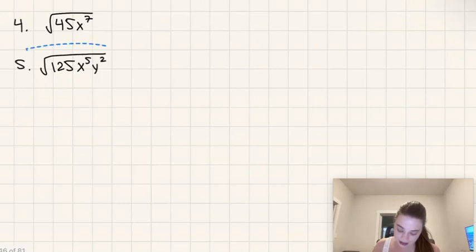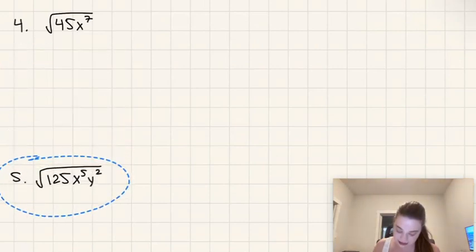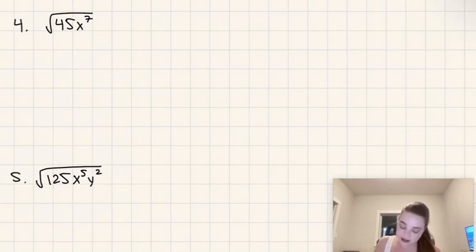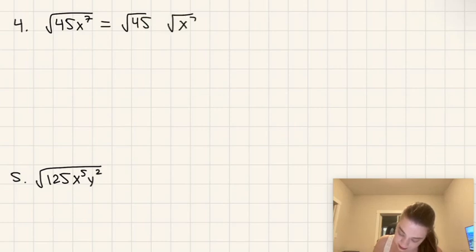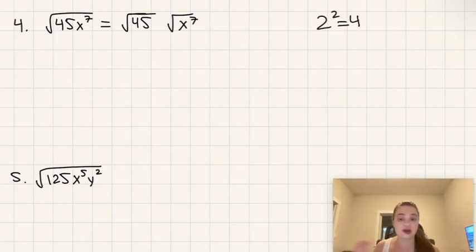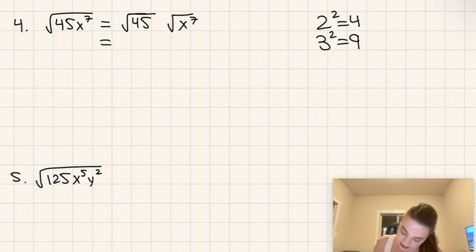45 x to the power of 7. So for this one, first thing I'm going to do is separate them into root 45 and root x to the power of 7. And now I'm going to see if I might have any perfect squares that are factors of 45. So 2 squared is equal to 4, which is not a factor of 45. 3 squared is equal to 9, and that is a factor of 45 because 9 times 5 is 45. So then I'm going to write this as root 9 times root 5.